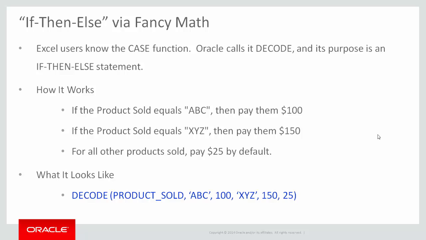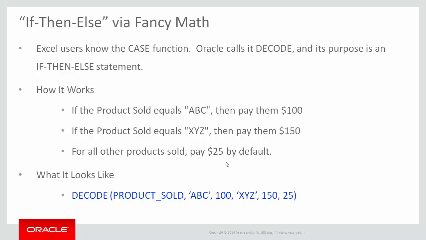So to work through an example, let's look at what's on the screen here. It says, if the product sold equals ABC, then pay them $100. If the product sold equals XYZ, then pay them $150. And then for all other products, just pay them $25 by default. So again, if the product that's sold is ABC, we're going to pay $100. If it's XYZ, we're going to pay $150. And for all other products, just pay $25.